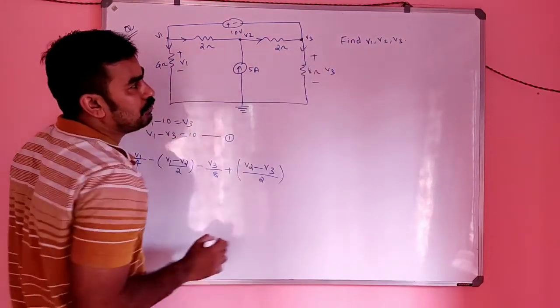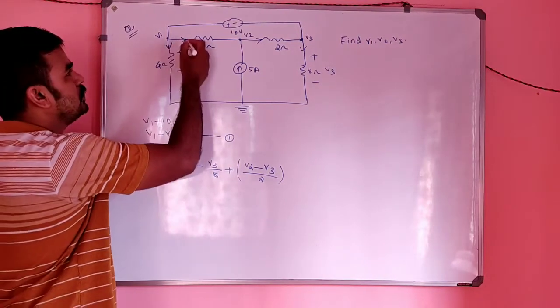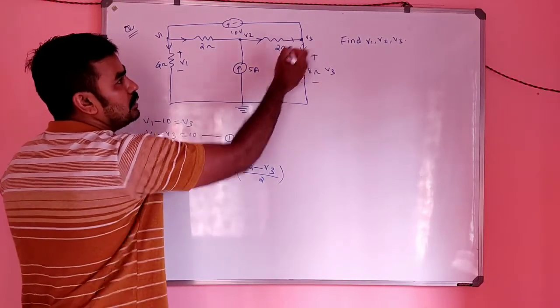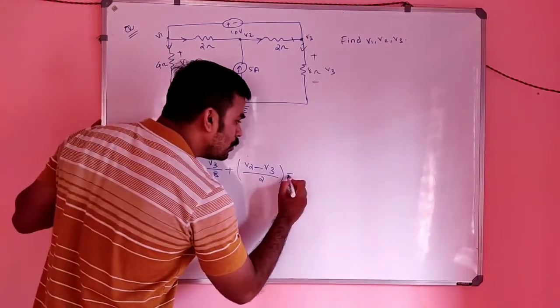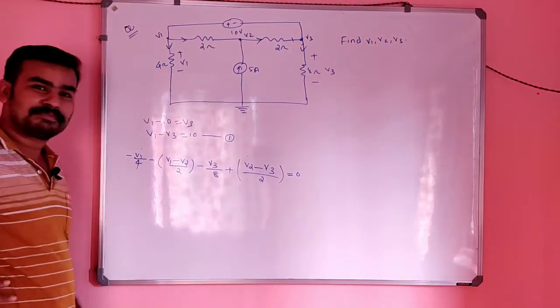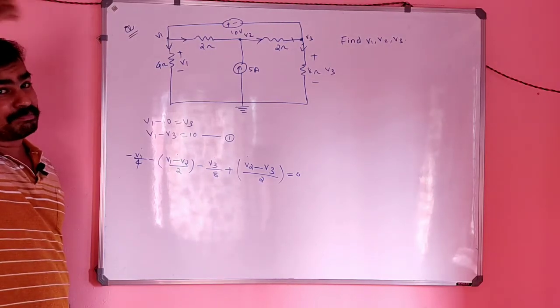So 1, 2, that's finished, no? 2 branch finished, again 1, 2, 2 branch. So 1, 2 equation for these 2 branches, and again these 1, 2 equations for these branches. So finish. Now you can write it to 0. Is it clear?